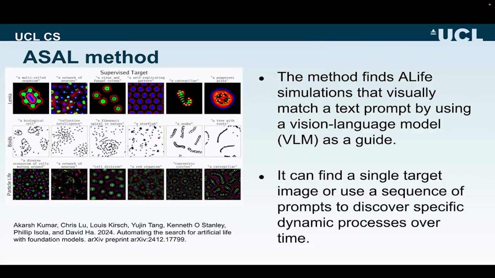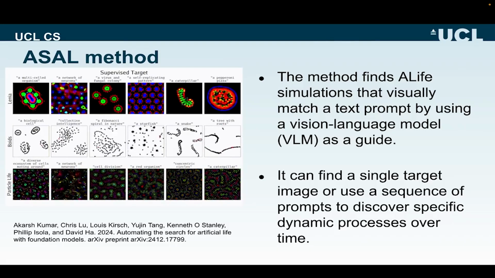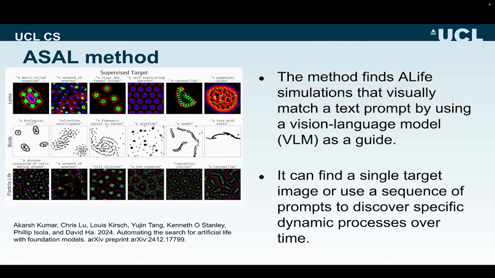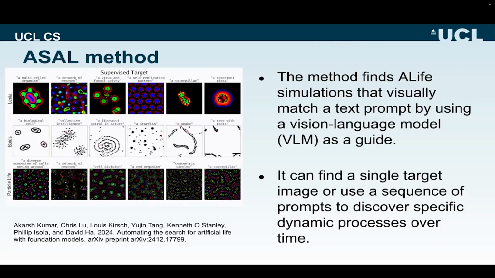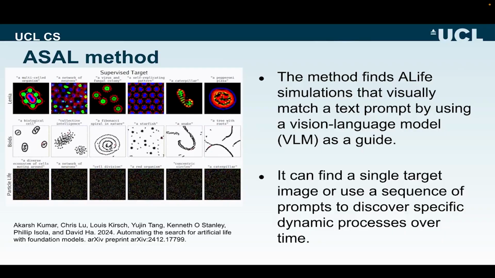As you can see from these examples, it's a powerful method for discovering specific phenomena, like a caterpillar in Lenia, or collective intelligence in the Boids substrate.